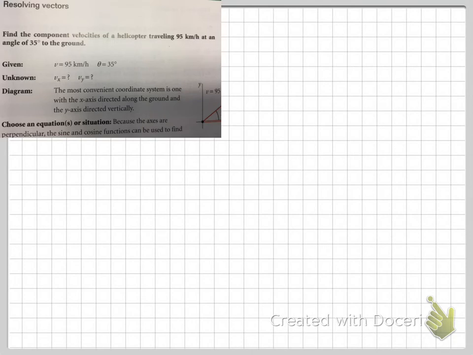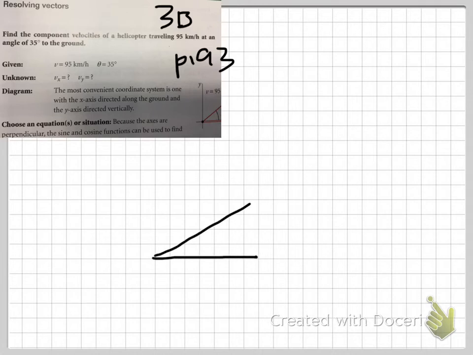Okay, so this is sample problem 3B, which is on page 93. And it just says find the component velocities of a helicopter traveling at 95 kilometers per hour at an angle of 35 degrees to the ground. So here's the ground. Here's my helicopter. Let's see how bad a helicopter I can draw. It's not terrible. I've seen worse.